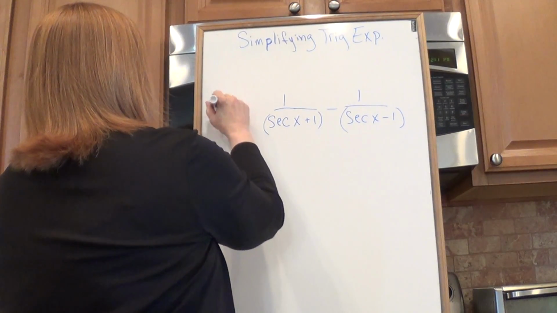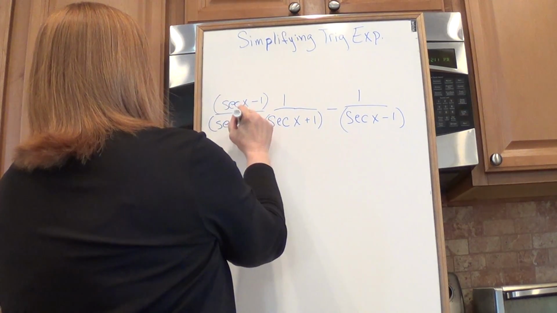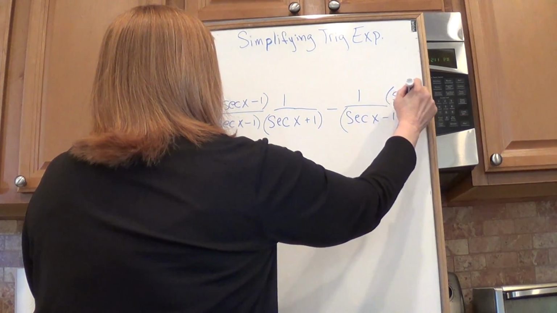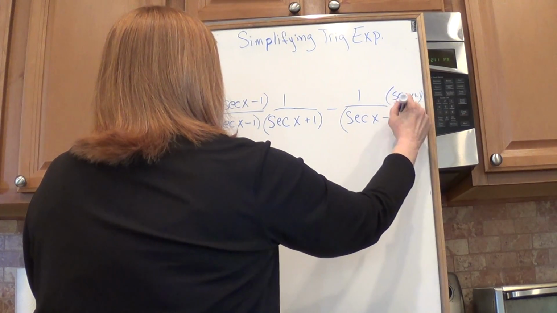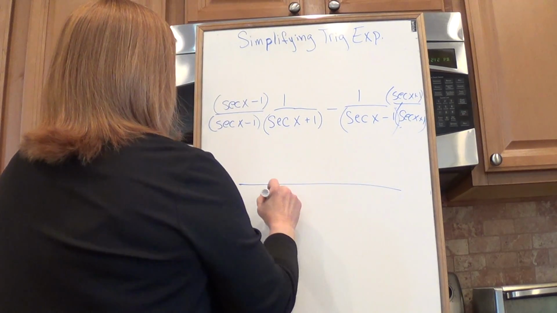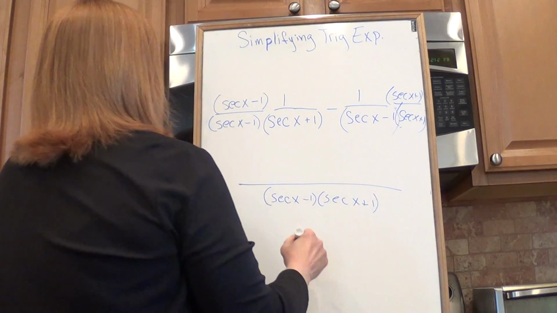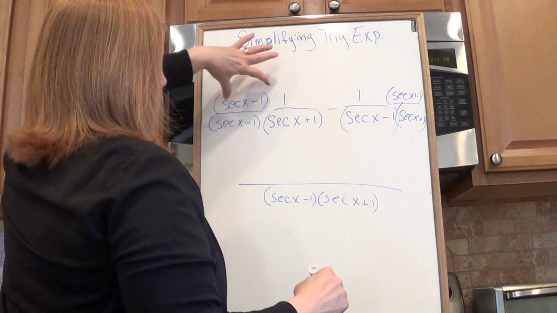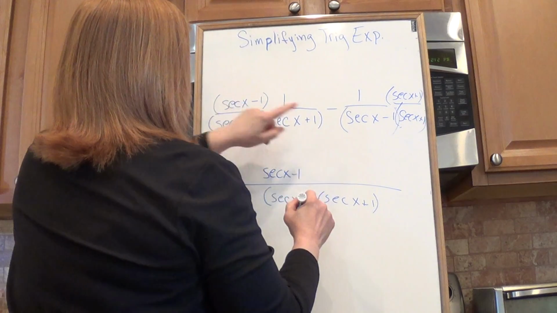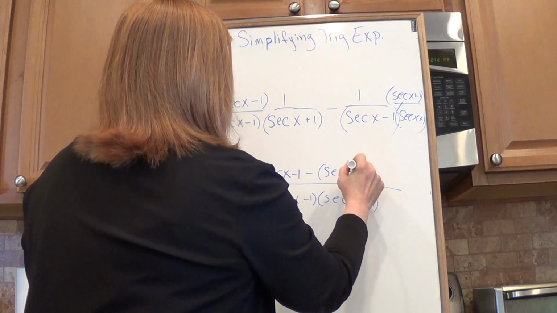So I multiply this one by secant x minus 1 over itself. And I multiply this one by secant x plus 1 over itself. That probably doesn't show up, but it's secant x plus 1 over itself. That creates the common denominator, secant x minus 1 times secant x plus 1. And on the numerator, we have this expression times 1, which I don't need to write, minus this expression, 1 times that, I don't need to write the 1.